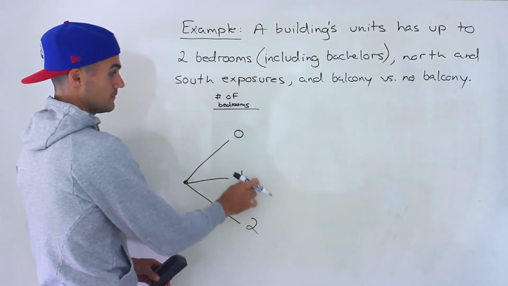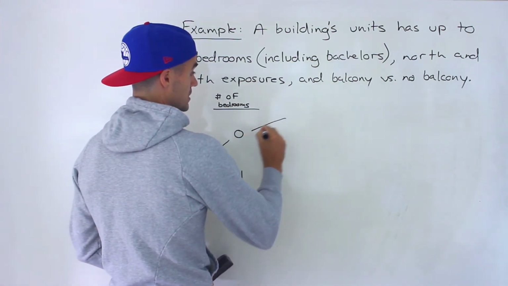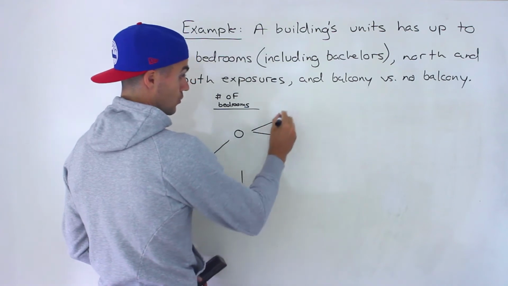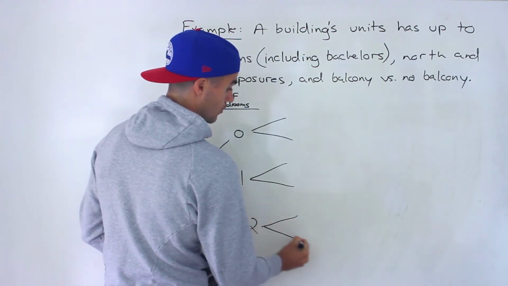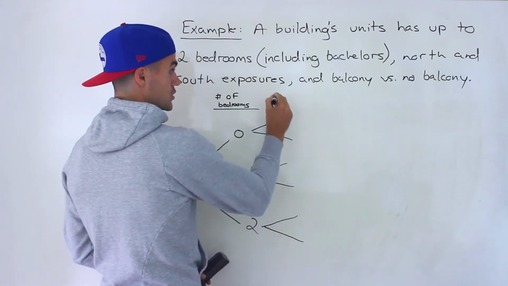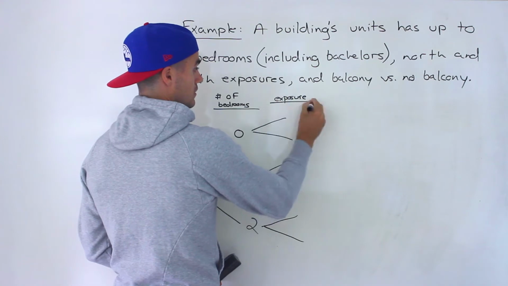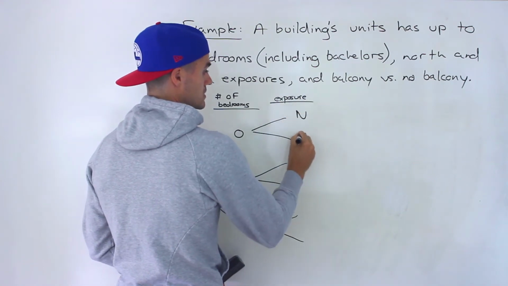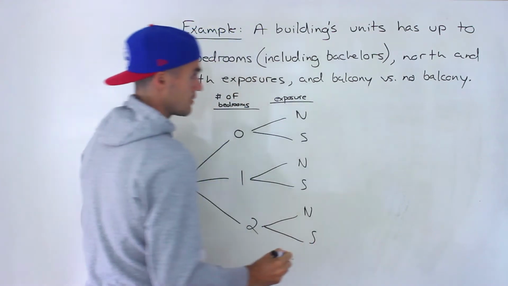And then from here, what we have is north and south exposures. So this is going to be north and south, north or south, north or south, north or south. So this second branch here we can call the exposure. Right, so this is going to be north, south, north, south, north, and then south.